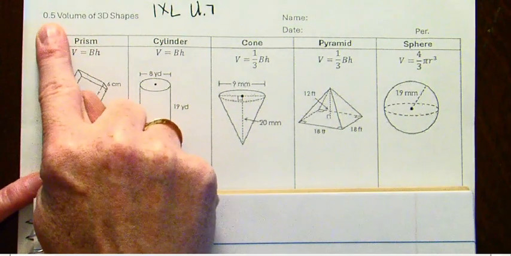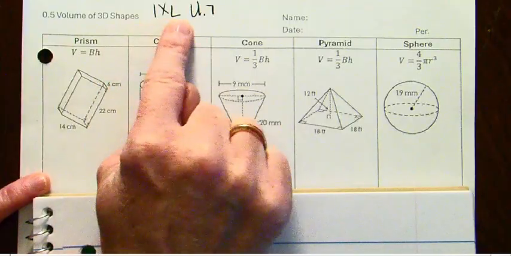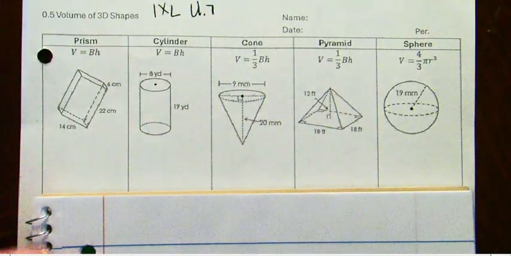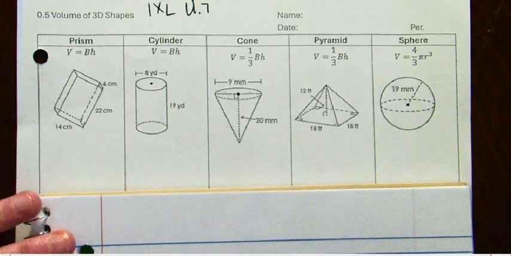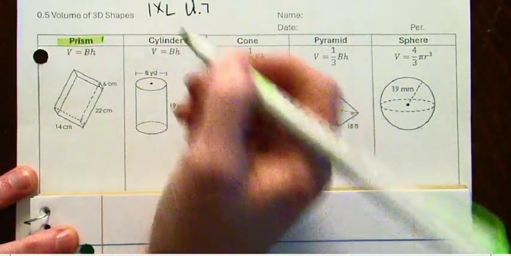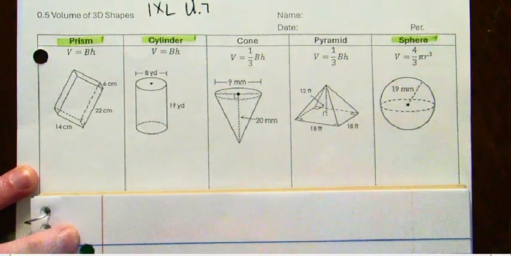We'll be doing 0.5 volume of 3D shapes. Your IXL that's associated with this lesson is U.7. And today we're actually going to be taking a couple extra notes aside from our worksheet. So there's going to be 3 main formulas that we deal with today. This is going to be part 1, and that's going to be prisms, cylinders, and the last one is sphere.